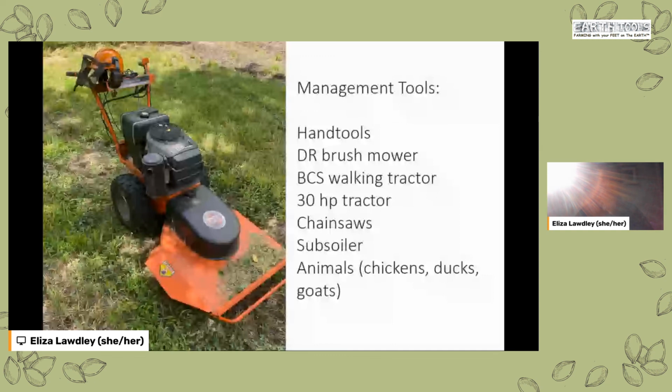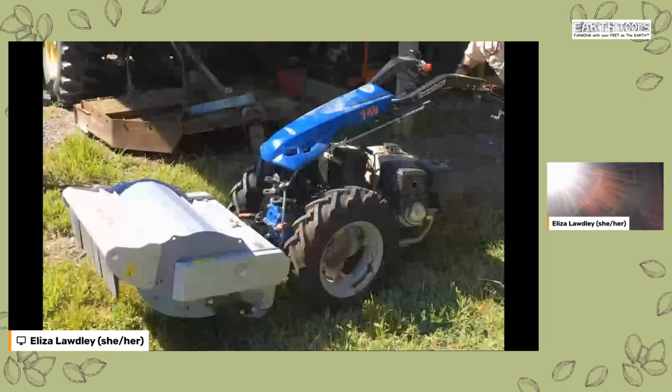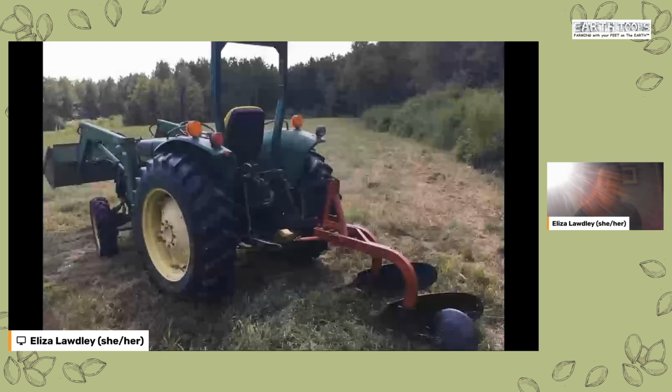So these are some images just of the tools I mentioned. This is a BCS walking tractor that we have that has a flail mower attachment. This is great, especially if you're dealing with a cover crop or something of that nature. Hitting your berms and swales with a flail mower of some kind each spring is really, really helpful to maintaining those.